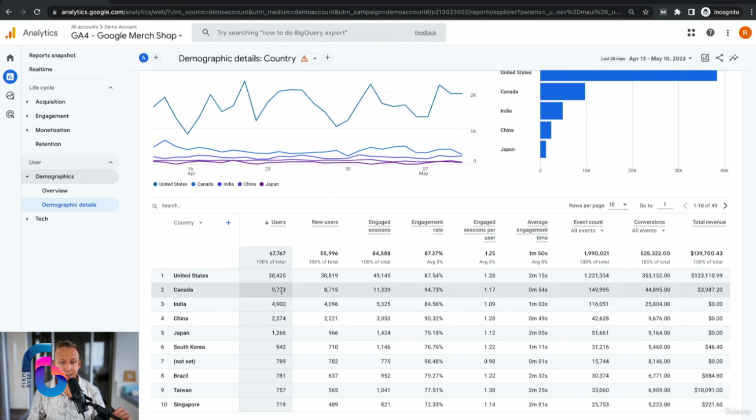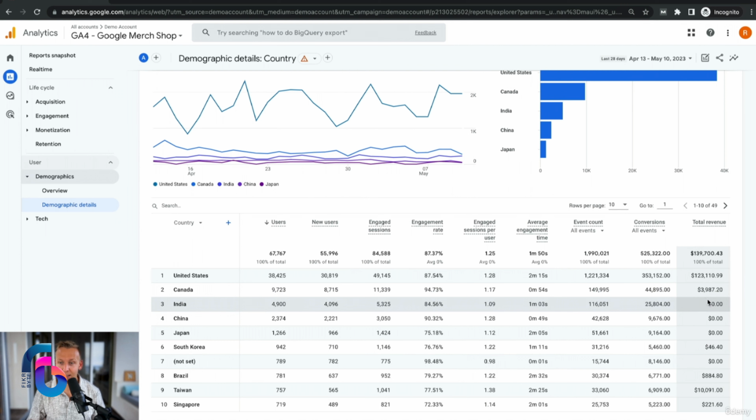Look at this. Even though India has about half the amount of users compared to Canada, they definitely aren't half the amount of revenue generated. They are at zero. They're not generating any revenue at all. And neither is China and neither is Japan. However, looking down here, we can see that Brazil is generating a little revenue, especially considering their amount of users, but Taiwan, this is insane. In just 757 users, they are generating over $10,000. That is a hugely valuable location traffic source.